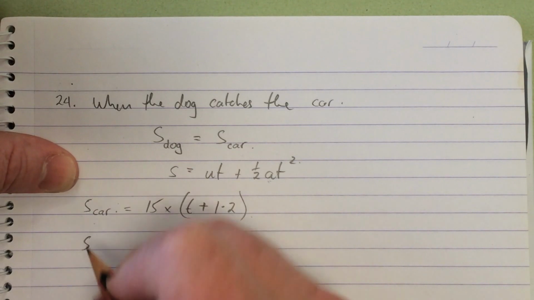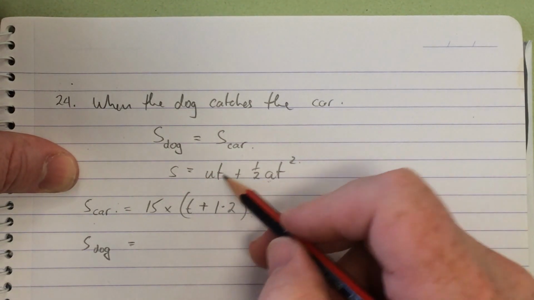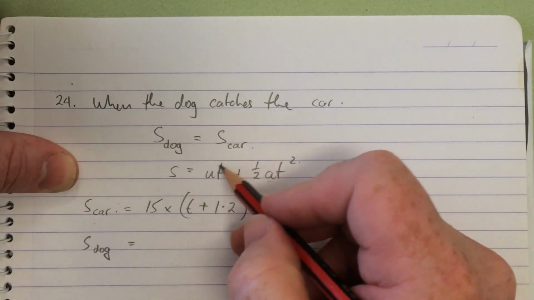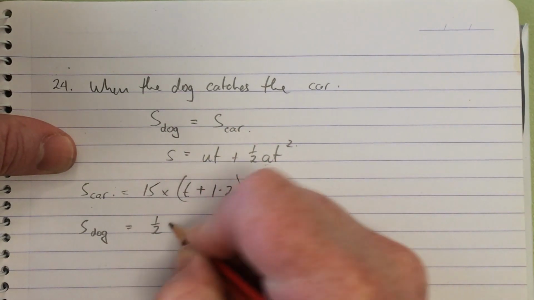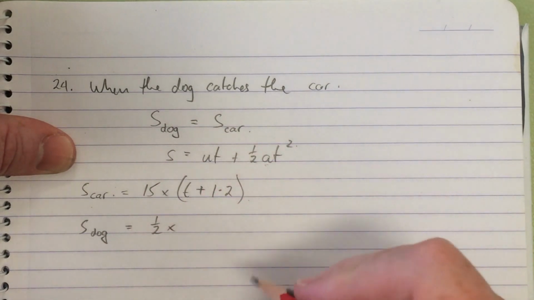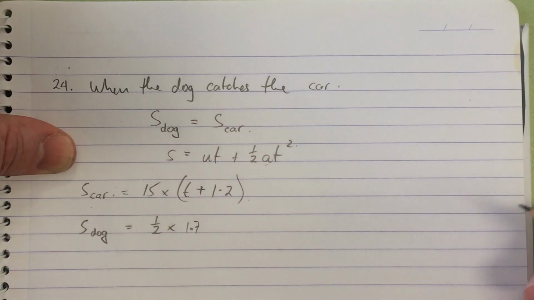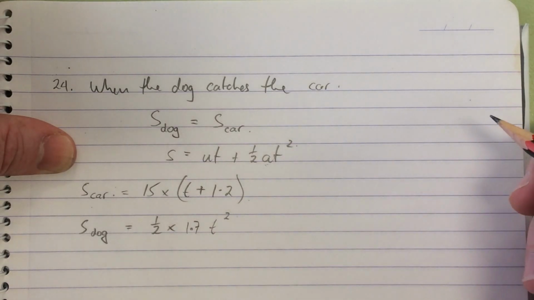So we'll do the same thing for the dog now. The dog's displacement will be ut. Now the initial velocity of the dog is 0, so this ut term is going to go to 0, and it's going to be plus a half times the acceleration's 1.7 meters per second squared times t squared.